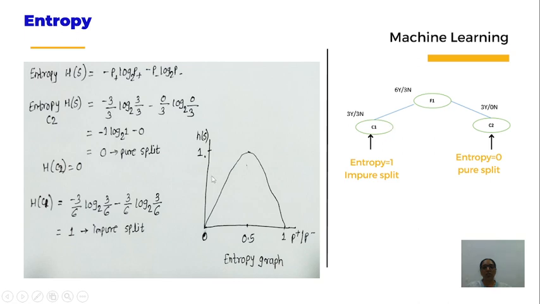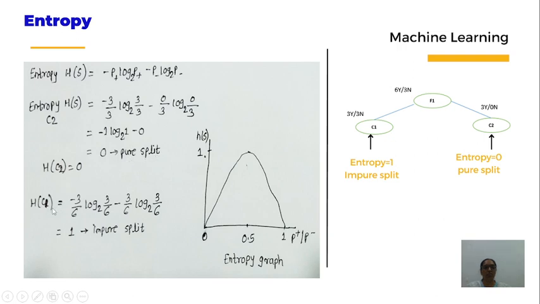Now here we will be calculating the entropy of C1 and C2. So first we will be calculating for C2. Entropy of C2 is equal to minus probability of plus. Here 3 is there, divided by the addition of these two, 3 plus 0, that's why 3. So minus 3 by 3 log 3 by 3 to the base 2, minus the probability of the negative class. Here negative is 0, so 0 divided by 3 log 0 divided by 3 to the base 2. After calculating this, we will be getting the value 0. That means it is a pure split.